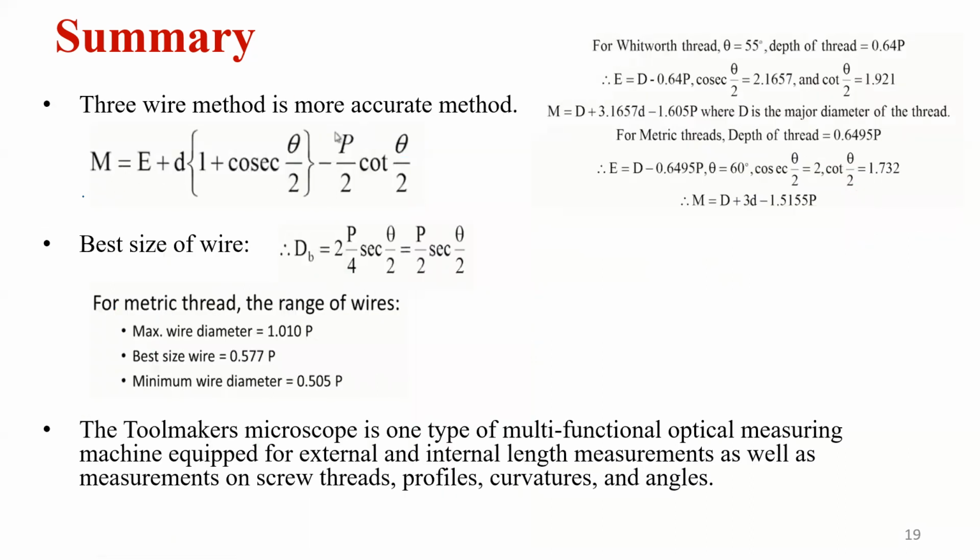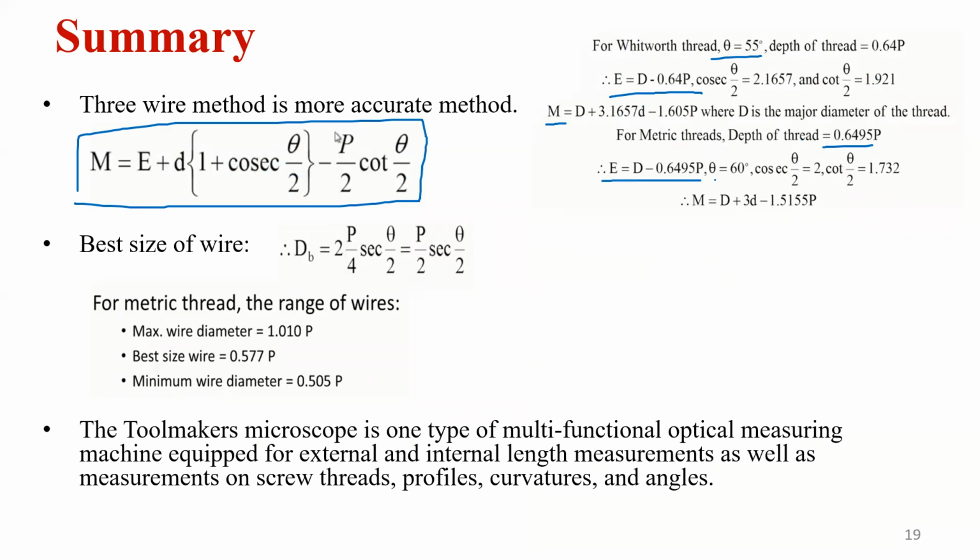Similarly, in the three wire method, the measurement over the wires M is equal to the effective diameter E plus d into 1 plus cosecant theta by 2, minus p by 2 cot theta by 2. Here, if theta is equal to 55 degrees for the Whitworth thread, then M is equal to E plus d times 3.1657 minus 1.6 times the pitch. Similarly, for the metric thread, theta is equal to 60 degrees, and E is equal to M minus d times 3 plus 0.866 times the pitch.